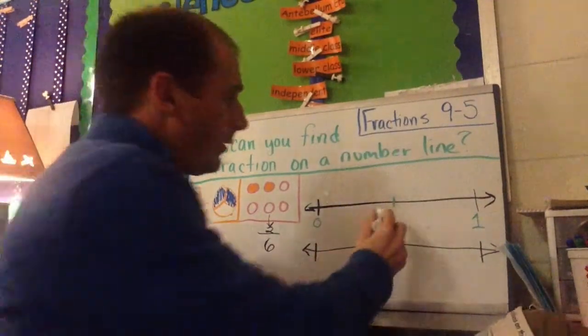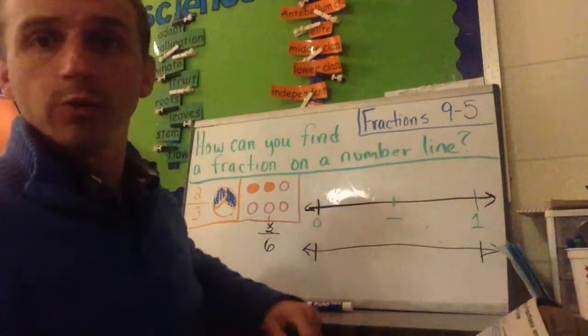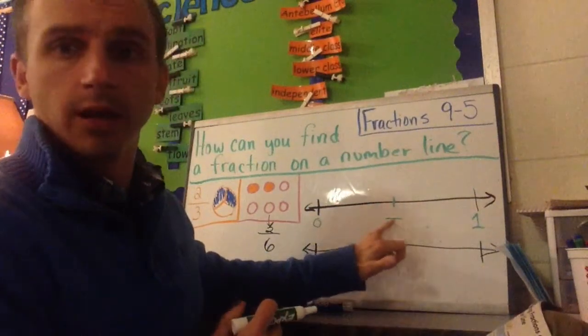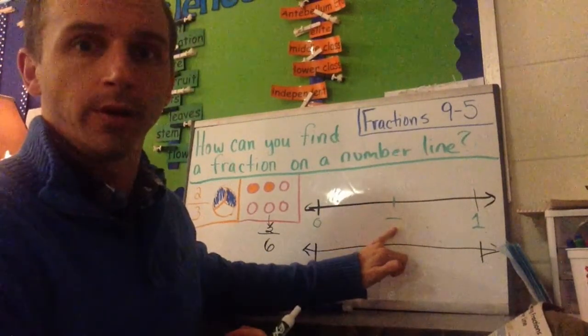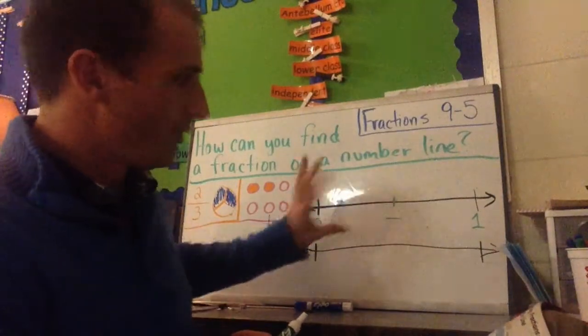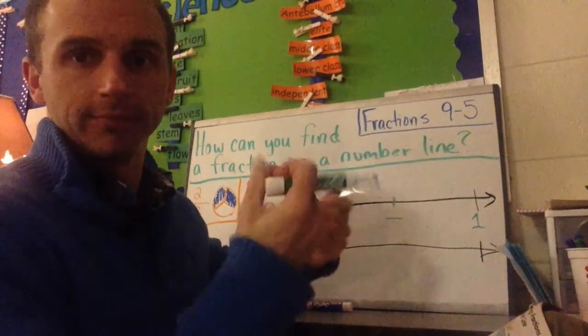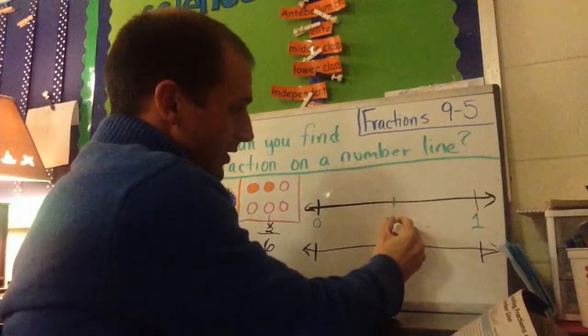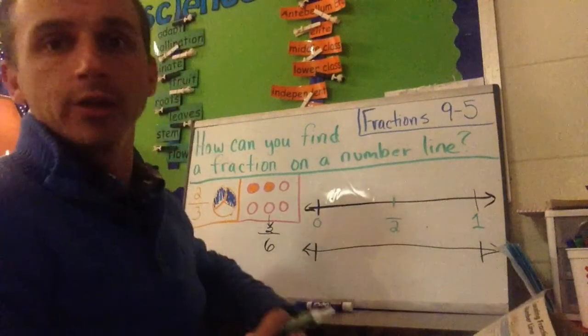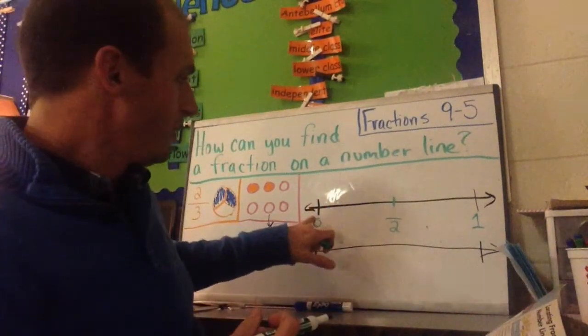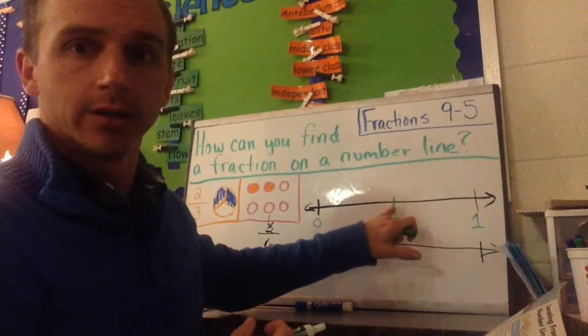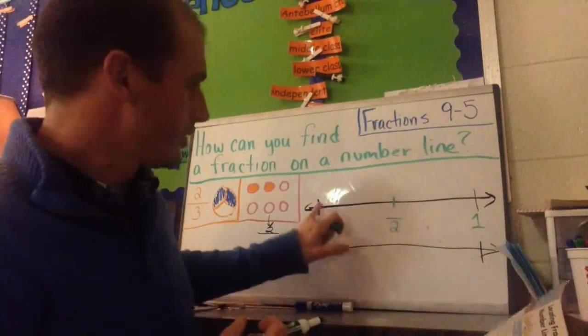First of all, we have to think about how many equal parts we have. Let's look at our bottom number. Our bottom number is going to tell us how many equal parts. So how many equal parts do I have on this section of the number line? I have 2, right? So my denominator is going to be 2. So from 0 to this point right here, how many of those 2 parts did I cover?